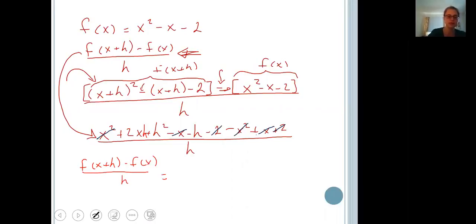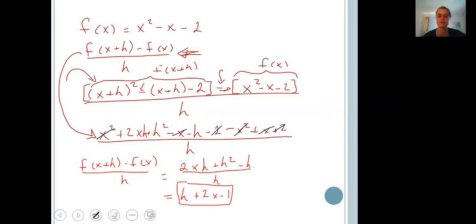Is equal to 2xh plus h squared minus h all over h. We can factor an h out of this numerator and then cancel out the common factors, and what we end up with is h plus 2x minus 1. And this is the difference quotient.